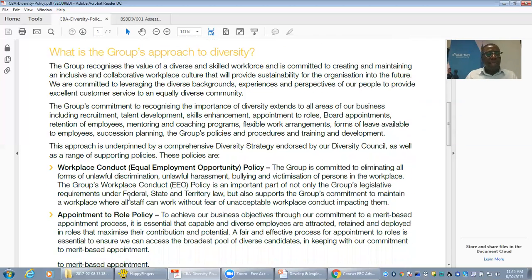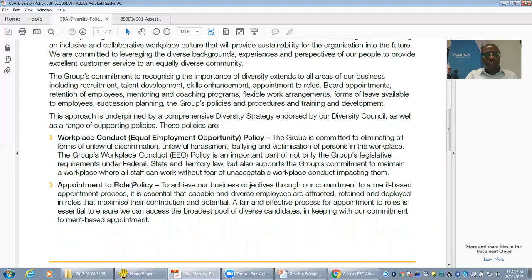So there's a sample there. And part of that diversity is you've got to have a workplace conduct, equal employment opportunity policy. Number one, you can't leave that one out. And you've got to have an appointment role policy.